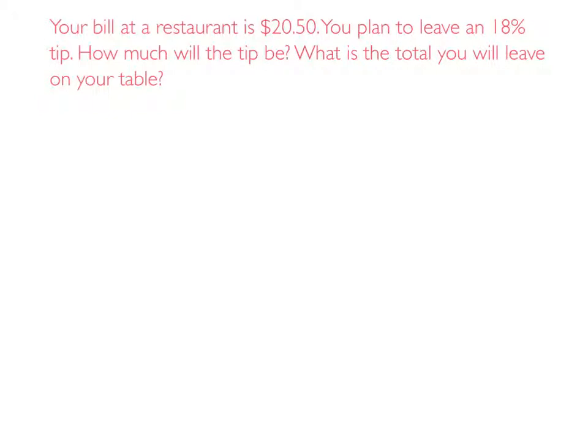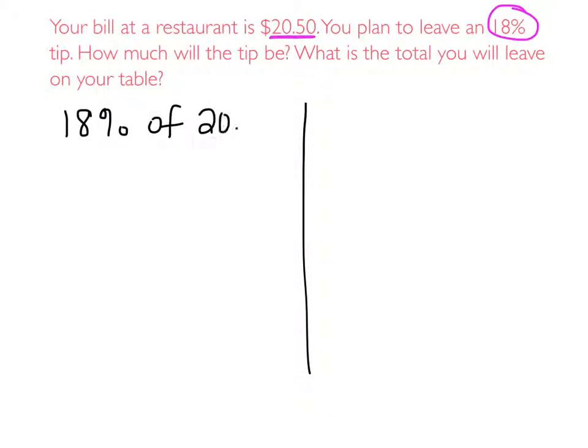All right, so let's try a problem with tip. It says your bill at a restaurant is $20.50. I'm just going to underline that. You plan to leave an 18% tip. How much will the tip be, and what is the total you'll leave on your table? All right, again, you have two options on how to set this one up. So you're trying to find, well, what is 18% of your total bill of $20.50?